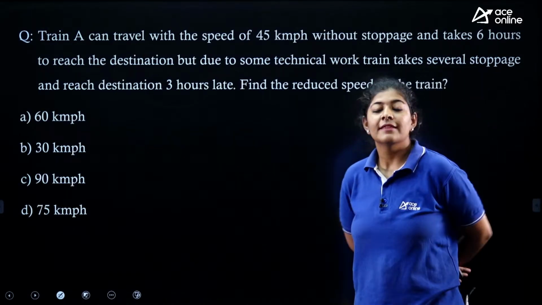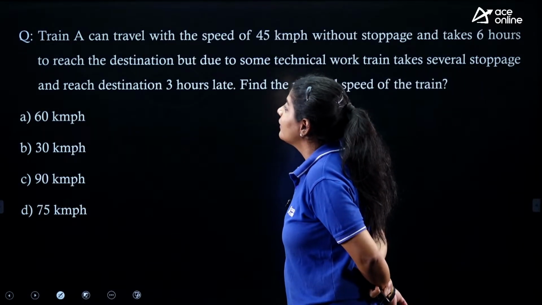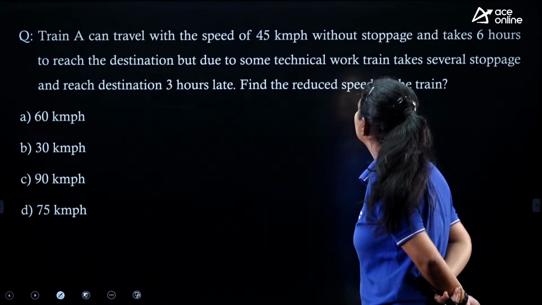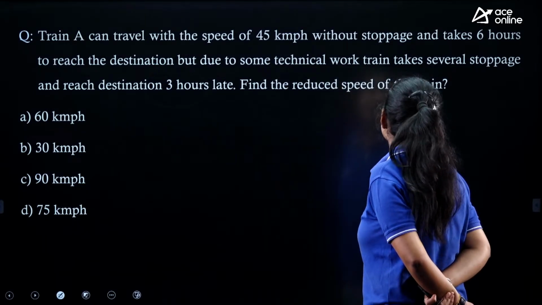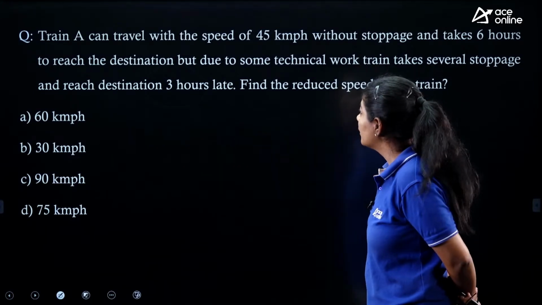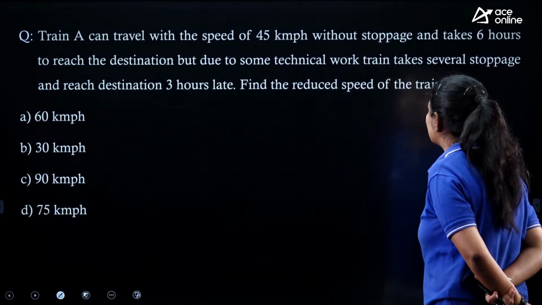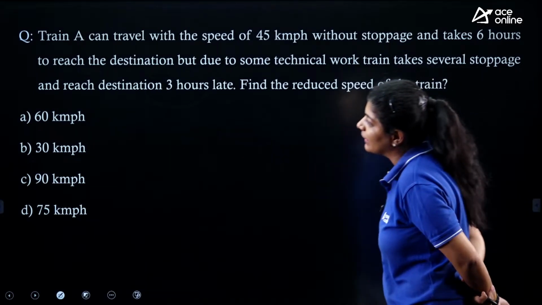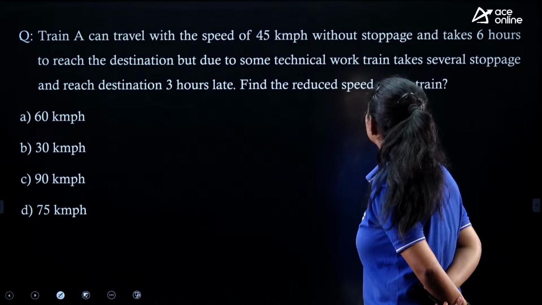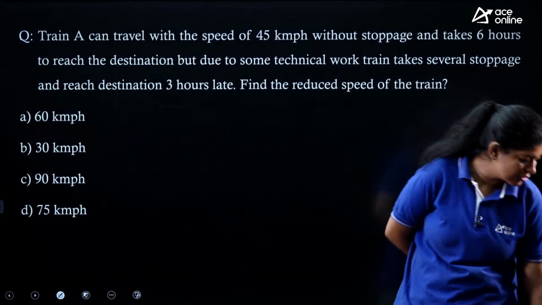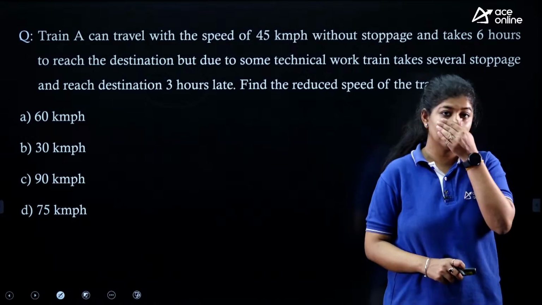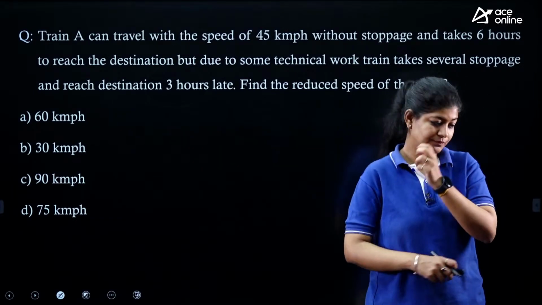Next. The next question says that train A can travel with the speed of 45 kilometers per hour without stoppage and takes 6 hours to reach the destination. But due to some technical work, the train takes several stoppages and reaches the destination 3 hours late. Find the reduced speed of the train. This one is also a very easy one. What we need to do is simply find out the reduced speed of the train.